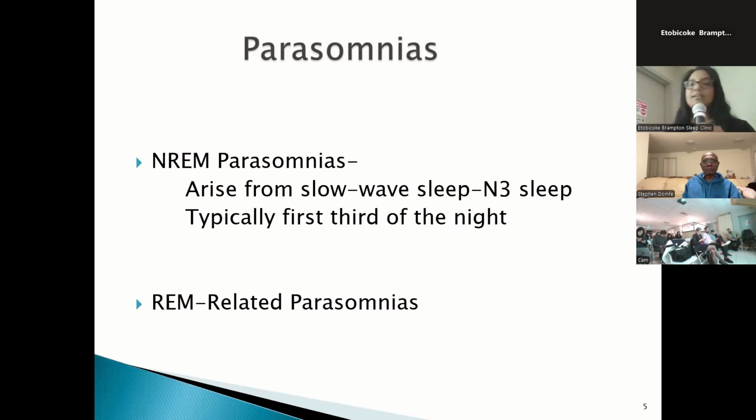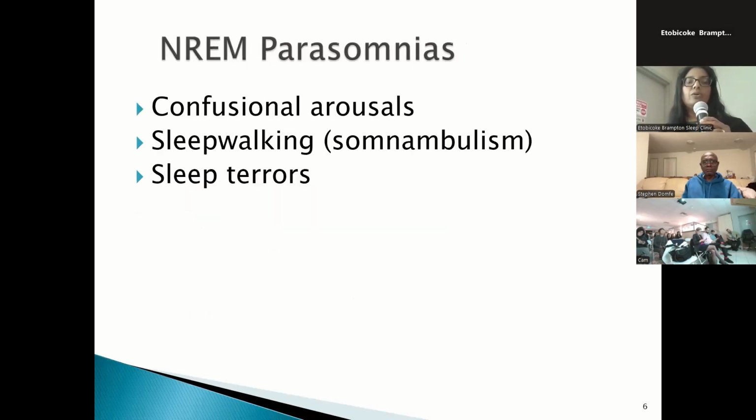So parasomnias: we can say there are non-REM parasomnias, which arise from slow wave sleep, typically the first third of the night, and REM-related parasomnias, which obviously occur during REM sleep. So the non-REM parasomnias include confusional arousals, sleepwalking, and sleep terrors.